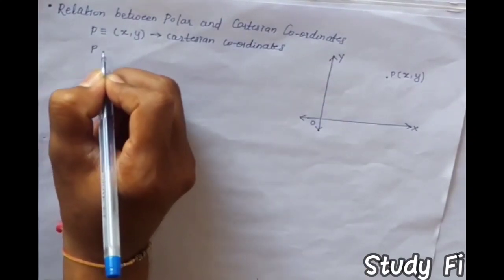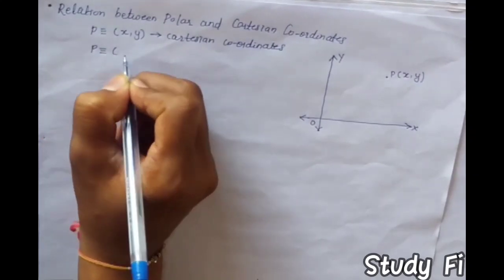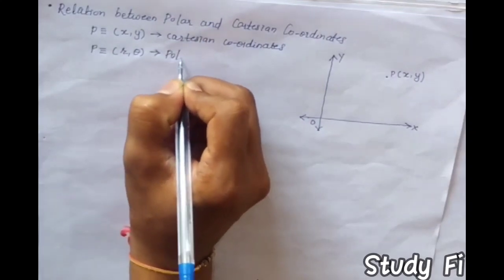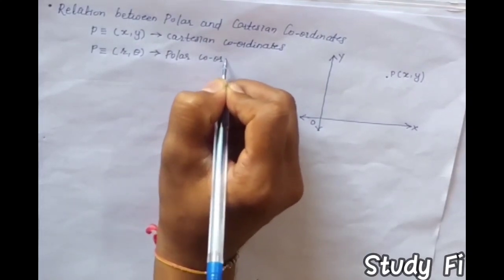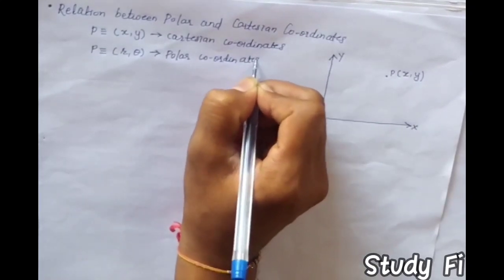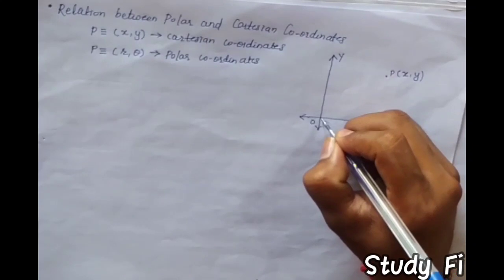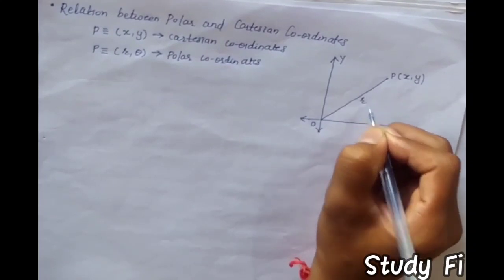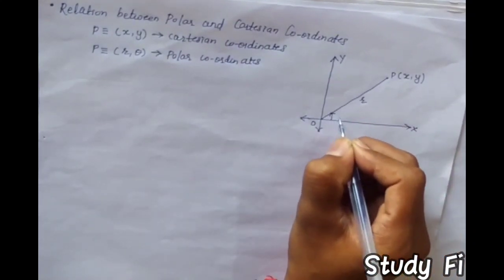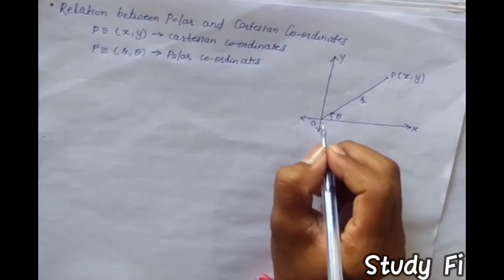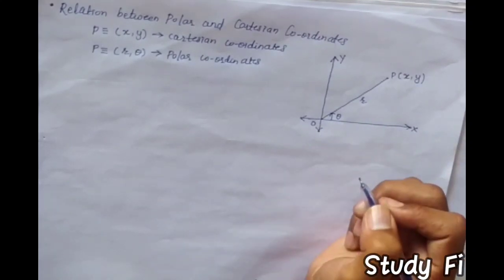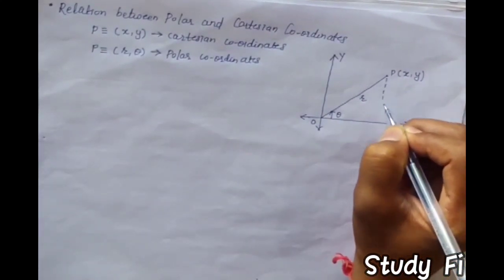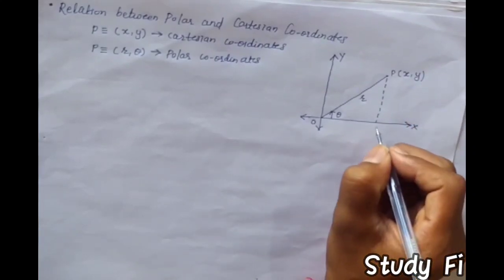Also consider this point P has polar coordinates r and theta. These are polar coordinates. The distance between the origin and this point P is represented by r, and this is an angle theta which is made with the x-axis.